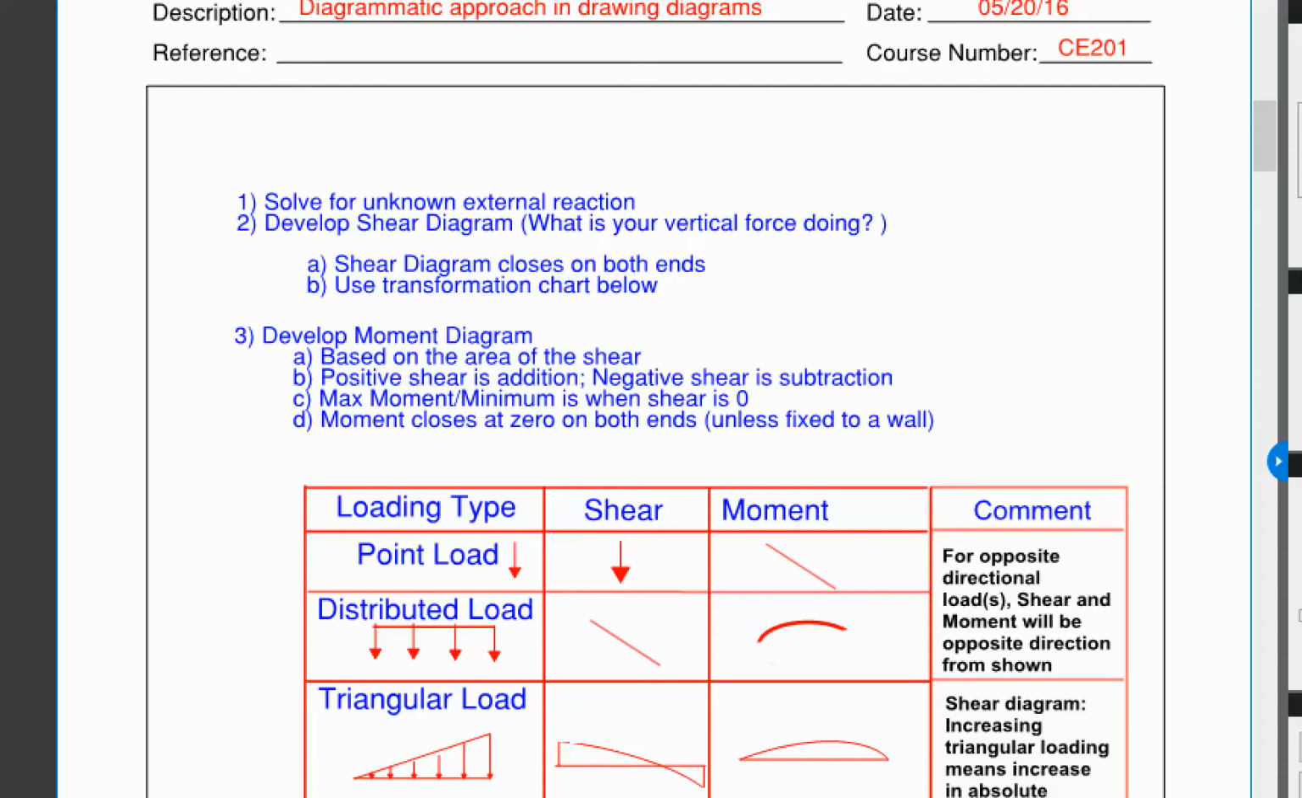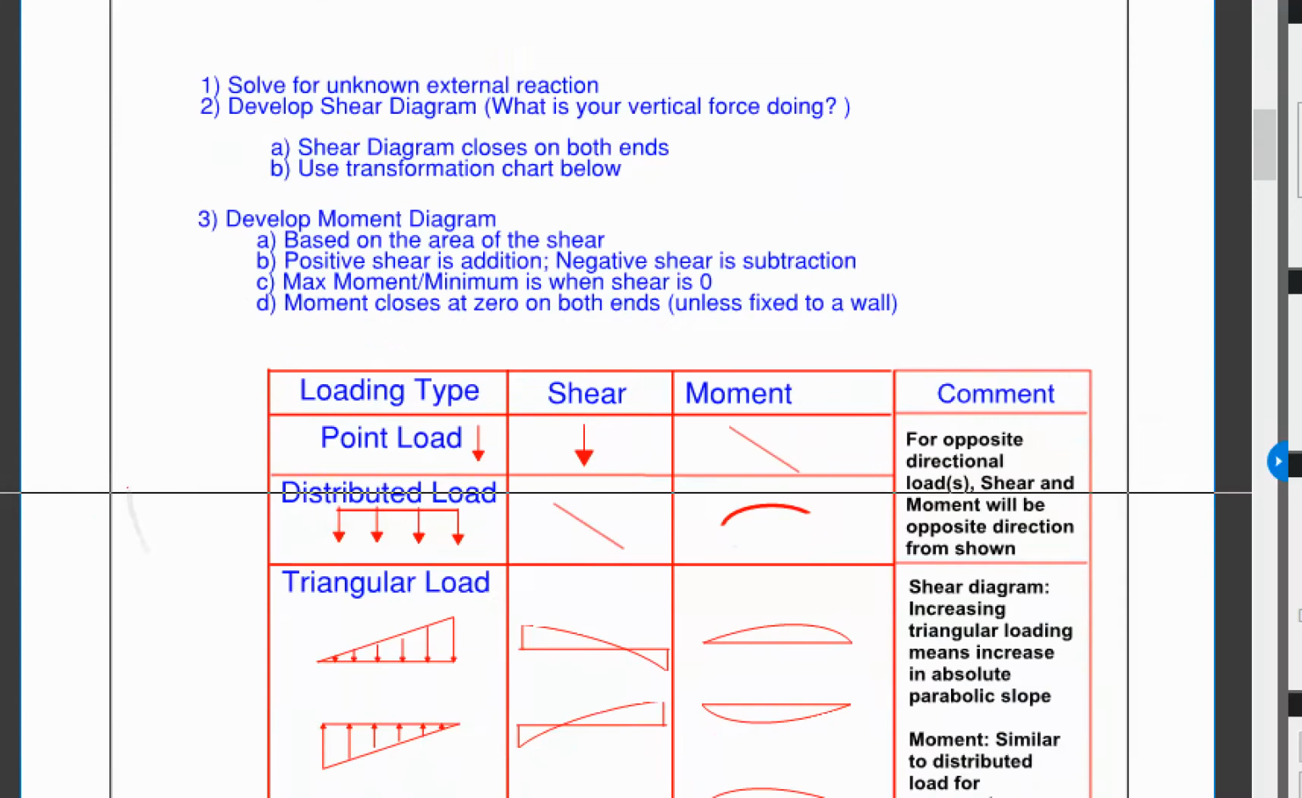So first, solve for unknown external reactions. That's the first thing. The second thing would be to develop a shear diagram, and you really just ask yourself, what is the vertical force doing? And all you see is the vertical force. You don't see anything else. Your shear diagram will close on both ends, and you use the transformation chart below to see what it looks like.